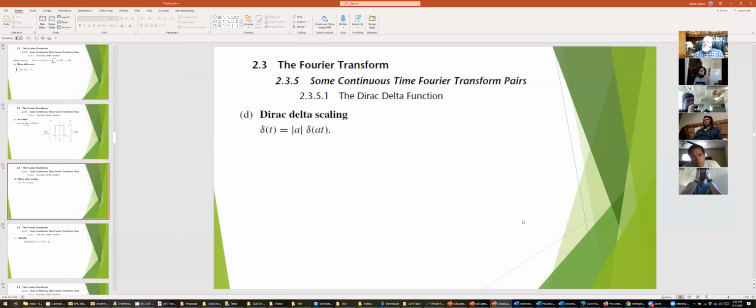Here's a Dirac delta scaling theorem, and this is very interesting. Delta of at is equal to 1 over the magnitude of a times delta of t. Now, I don't know if we have the tools to prove this yet, but we can argue it through the definition of the Dirac delta.